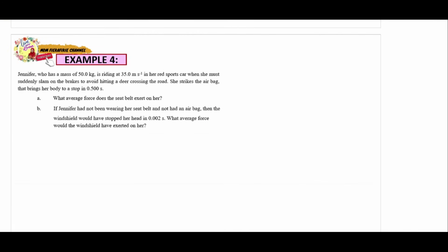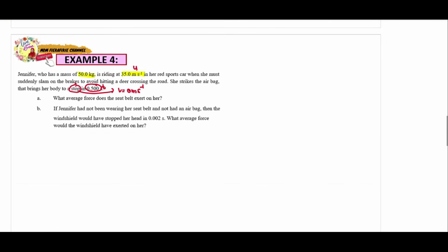And then question number 4, we have Jennifer who has a mass of 50 kg. So the mass of this girl is 50 kg, is riding at 35 meter per second in her red sport car. Okay, so this is the initial velocity when she must suddenly slam on the brakes to avoid hitting a deer crossing the road. She strikes the airbag that brings her body to stop, means that V is equal to 0, in 0.5 seconds. So this is T.